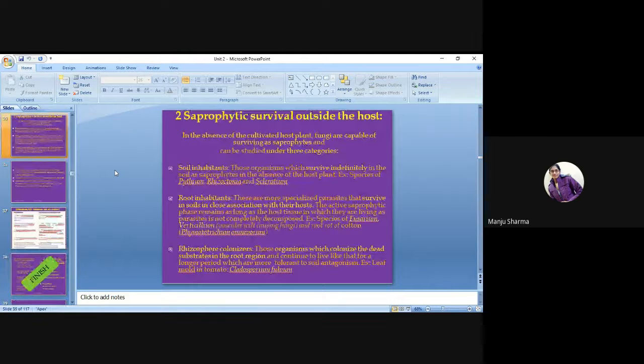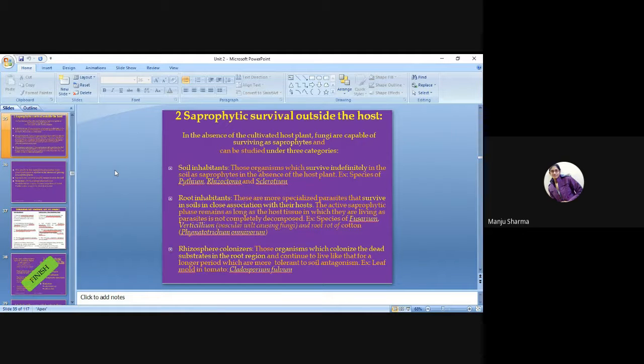Now the second, saprophytic survival outside the host. In the absence of the cultivated host plant, fungi are capable of surviving as saprophytes and can be studied under three categories. First is soil inhabitants, those organisms which survive indefinitely in the soil as saprophytes in the absence of the host plant. For example, the species of Pythium, Rhizoctonia and Sclerotium. So these are soil inhabitants because they survive indefinitely in the soil as saprophytes whenever the host is not there.